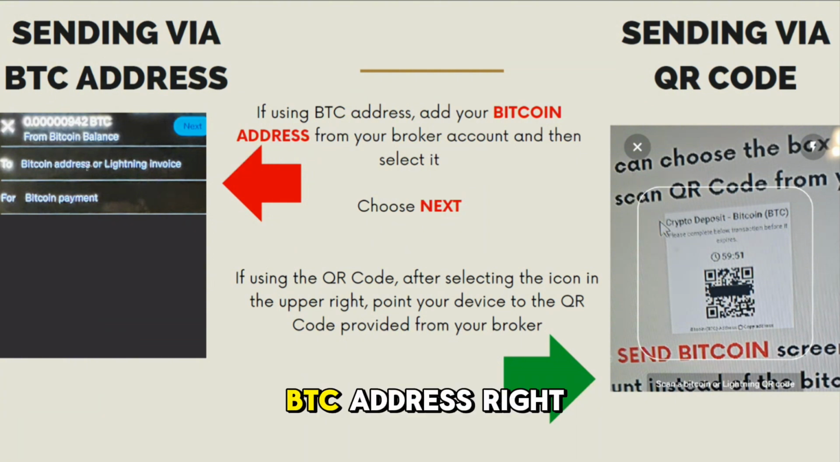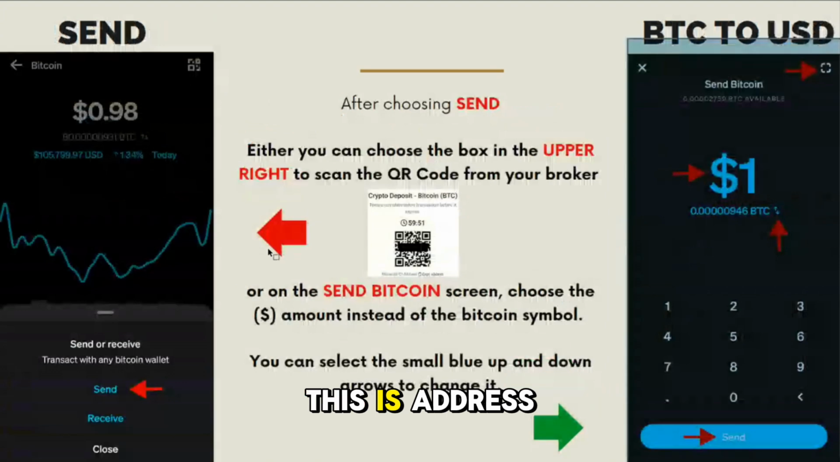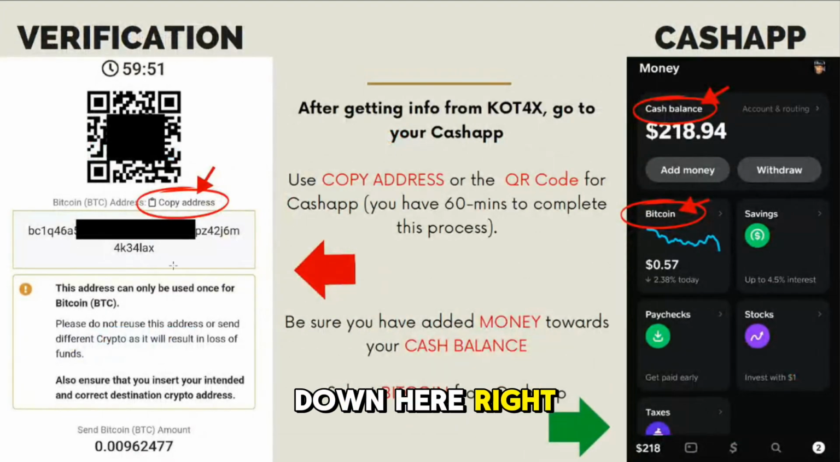But for the BTC address, right? This is the address that you copied down here, right? This address right here, you should have copied this address already. So if you didn't, go back and copy that address. Preferably, it's better to do this when you're on the same device. This way you're copying, and then you can easily navigate back and forth between KOT4X and your Cashapp on your broker account.